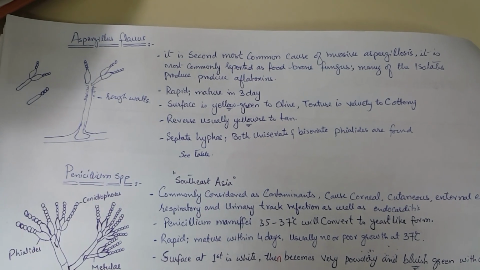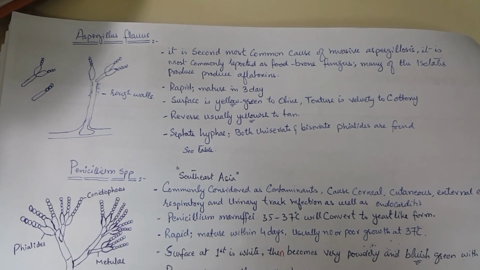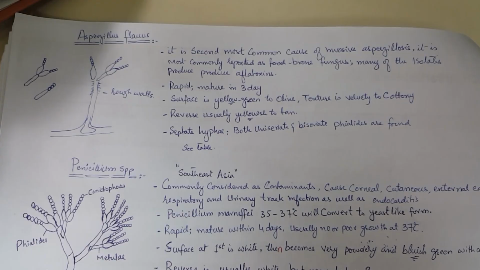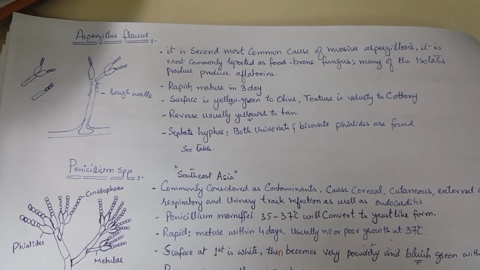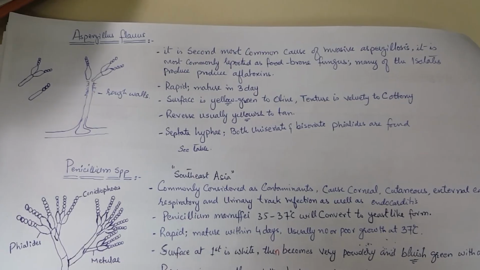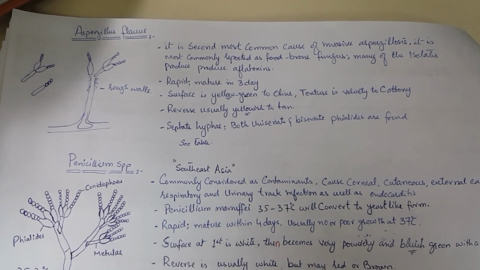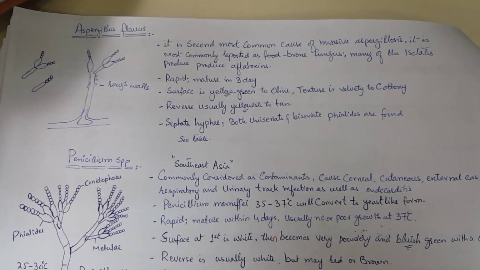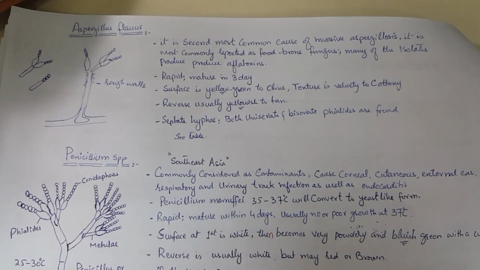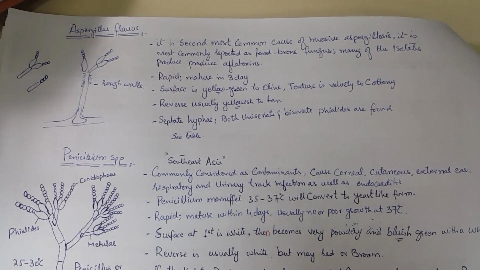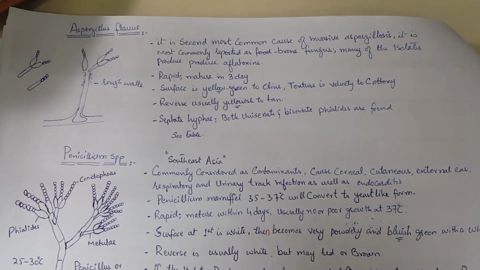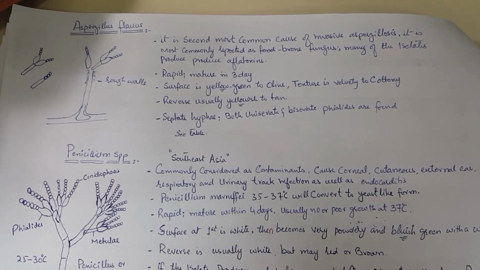In hyaline hyphomycetes, Aspergillus flavus is the second most common cause of invasive aspergillosis. It is most commonly reported as a foodborne fungus. Many of the isolates produce aflatoxins, and it matures rapidly in 3 days. The surface is yellow-green to olive, the texture is velvety to cottony, and the reverse is usually yellowish to tan. The hyphae are septate, and both uniseriate and biseriate phialides are found.